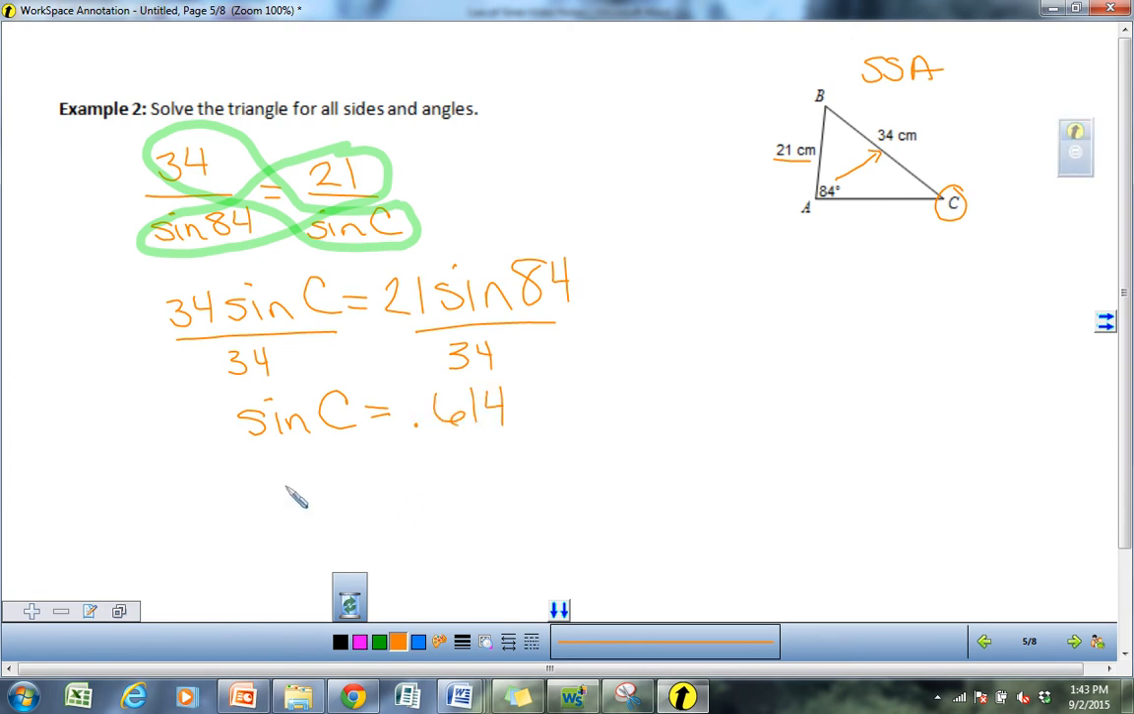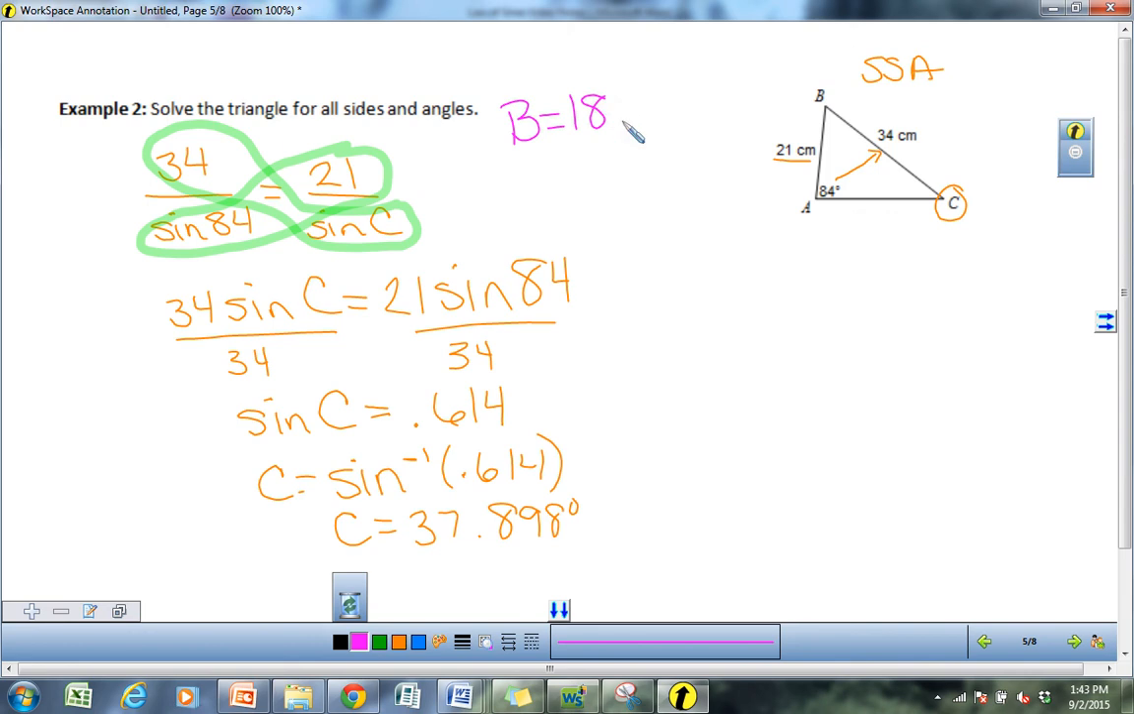Now I have to do sine inverse to get what my actual angle is. So sine inverse of 0.614. If you have a graphing calculator, you can just do second sine and then second answer will give you the most exact answer. If not, you can put in 0.614. When I did second answer, I got 37.898 degrees. And now that I have big C, I can find big B by subtracting from 180.